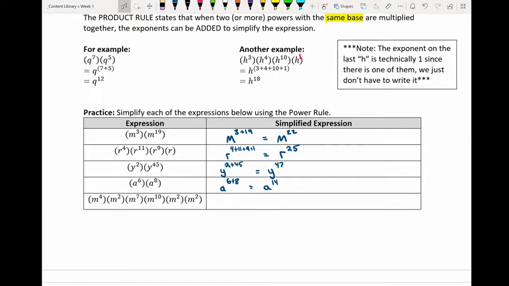And then finally, I have a bunch of m's all multiplied with powers. So I can add them. So 4 plus 2 plus 7 plus 10 plus 2 plus 2. And when I simplify it, so 4 plus 2 is 6, plus 7 is 13, 23, 25, 27. So m to the power of 27 is my final one.